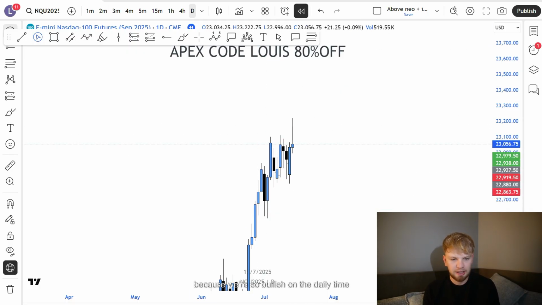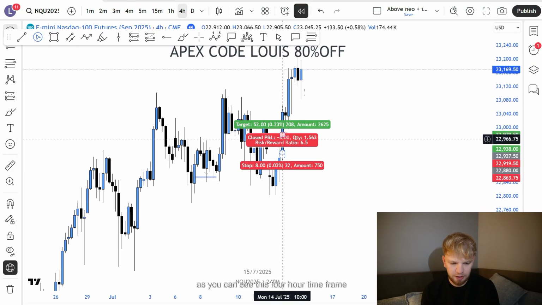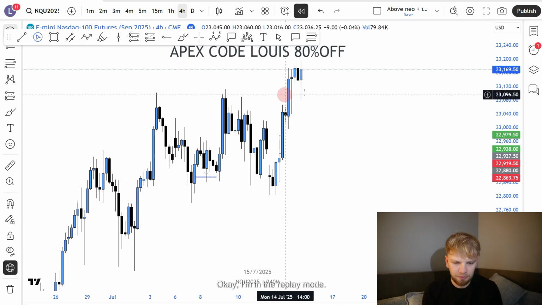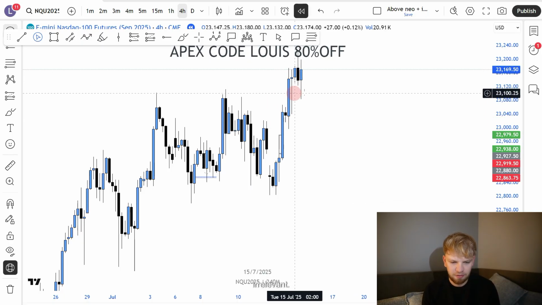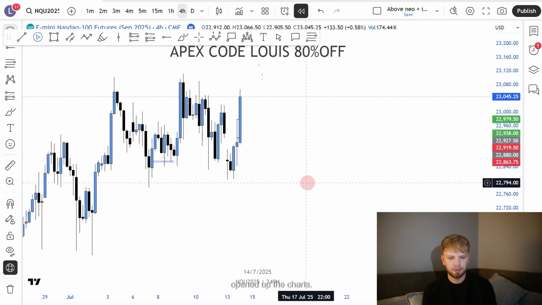Because we're so bullish on the daily time frame, I'll then drop to the 4 hour. As you can see on this 4 hour time frame, what time do we need to look at? Yeah, so we're trading back here, okay? I'm in replay mode, so this price action right here is irrelevant. We need to look from right around this point. So this is the point that I looked at when I opened up the charts.